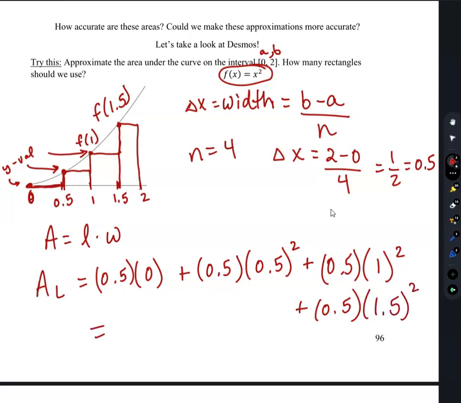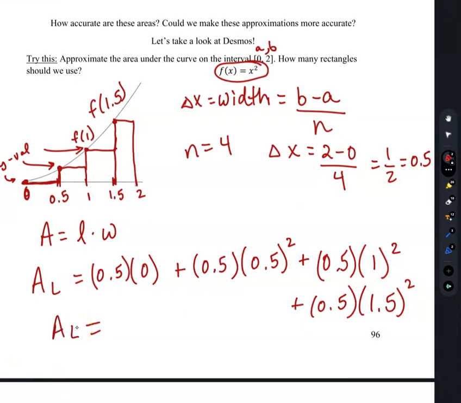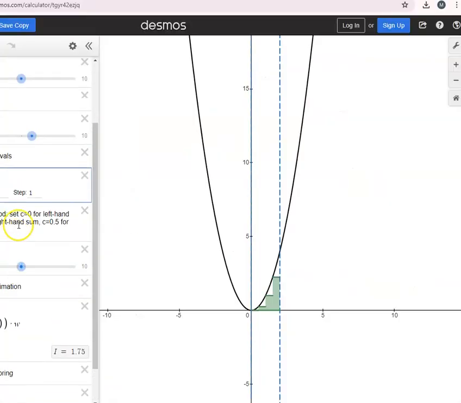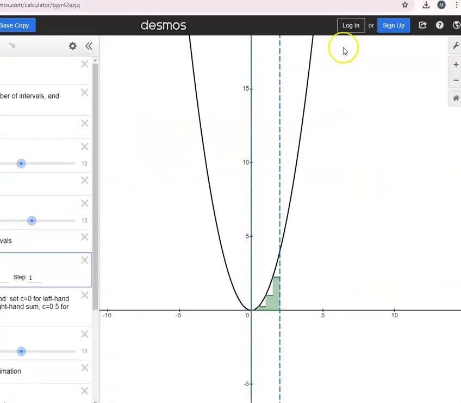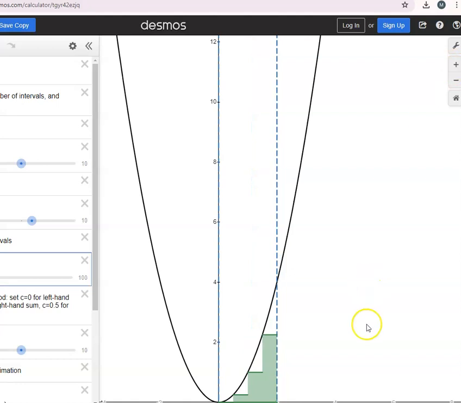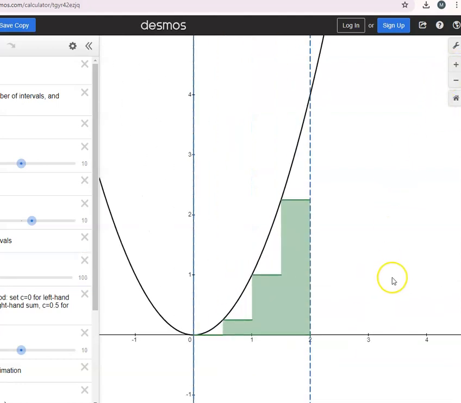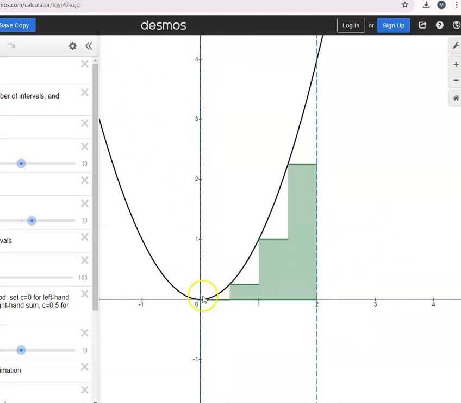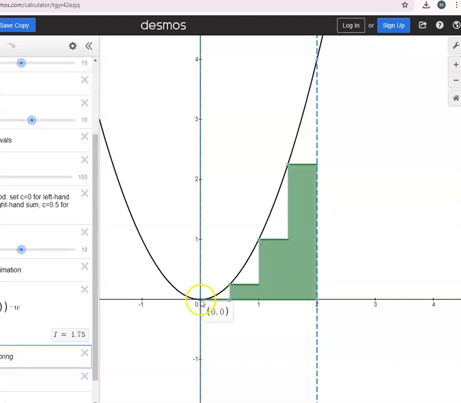So when we put all of those together, let's see what that gives us for a total. When I simplify all this, I'm getting a left-handed approximation of 1.75. And I want you to see in Desmos what that looks like, and that Desmos got the same number. So here is the function x squared in Desmos, and I'm only interested in the interval from 0 to 2, and I have 4 rectangles drawn at the left endpoints.